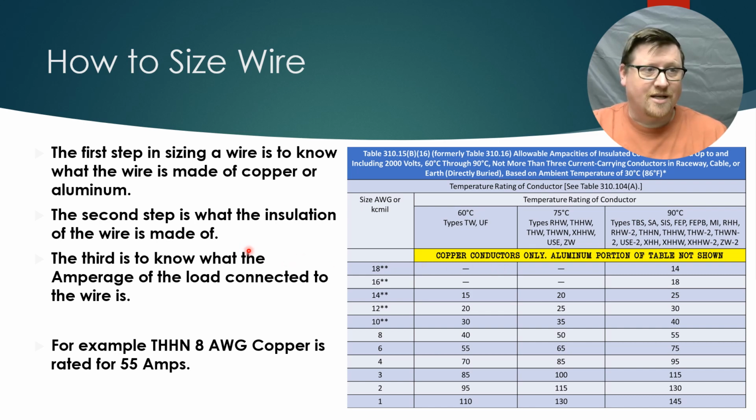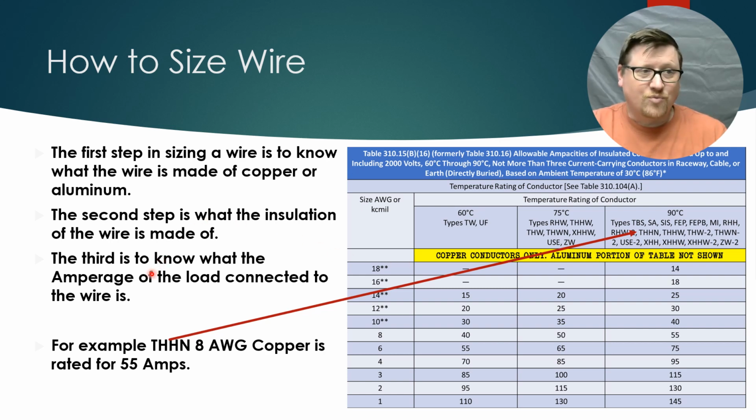The next step is going to be: what is the insulation made of? Our next step is what kind of insulation do we have? Do we have TW, UF, THHW, THHN? What kind of insulation do we have?